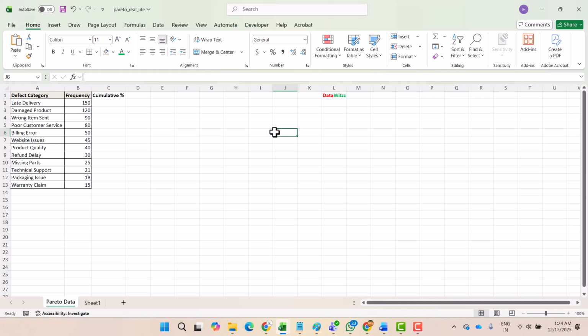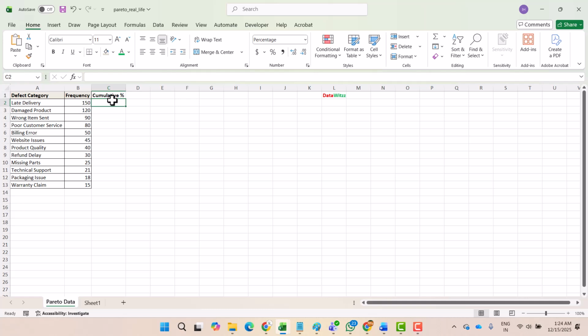The Pareto chart is basically used in quality management to identify the few most important factors on which we can put more focus. So in this raw data, we have some defect categories. It is about 12 categories, and we have the frequency of each defect. Now we want to create a Pareto chart.